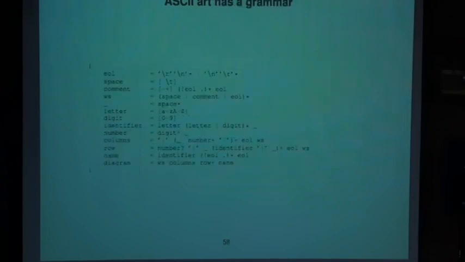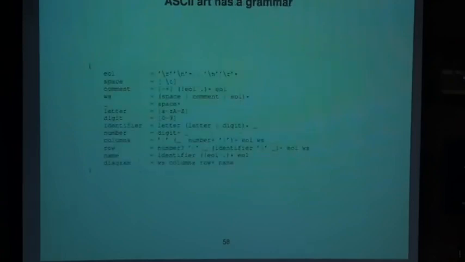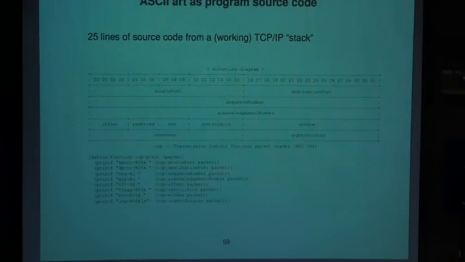Now, it turns out that ASCII art, being a kind of formal system, well, certainly when you start drawing data structures with it, it has a grammar all of its own. And we can express it in a few lines of code. And if I feed this to my system, I can now write a program that looks like this.